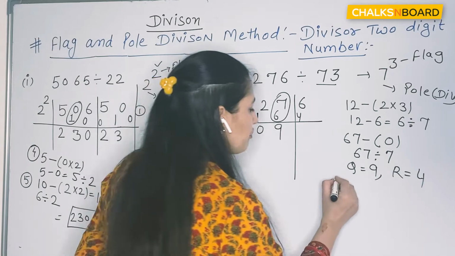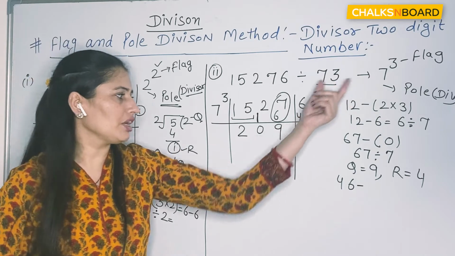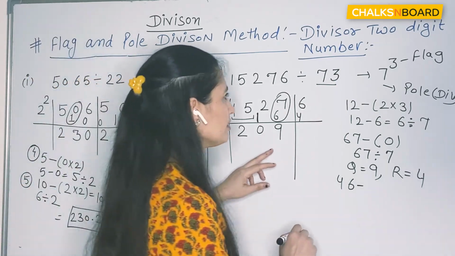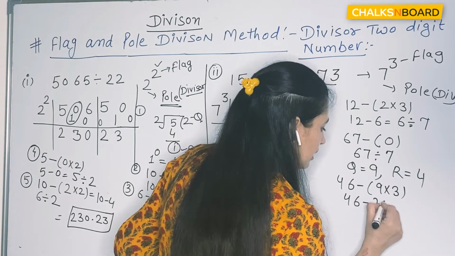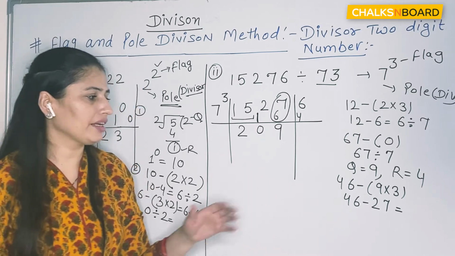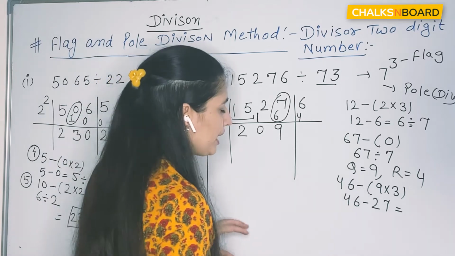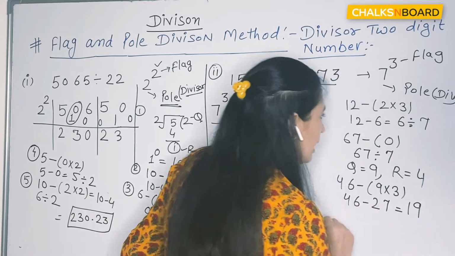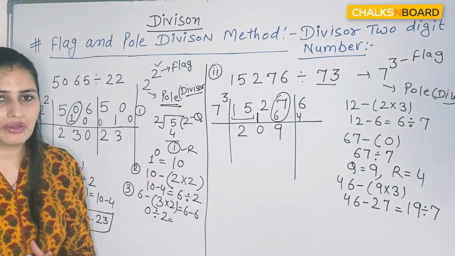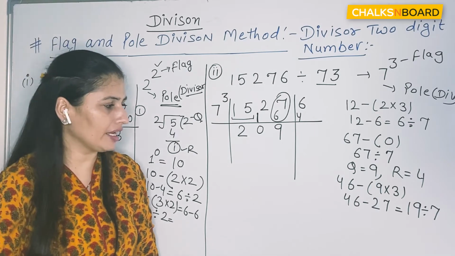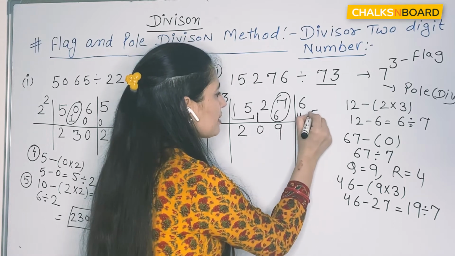So we can write here 46 like this and subtract multiplication of 3 with 9. That is 9 3s are 27. Now we have to subtract this 27 from 46. So what will we get? We get 19. Now 19 divided by 7. And what is our quotient? What is our remainder? Same process आपका रहेगा यहाँ पर भी. 7 2s are 14. That is 2 is our quotient and 5 is our remainder.